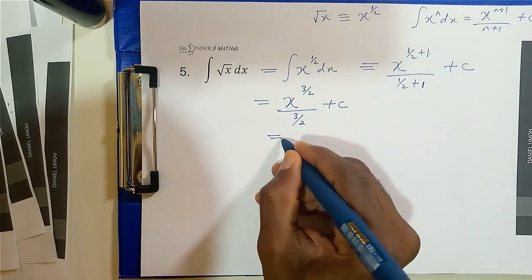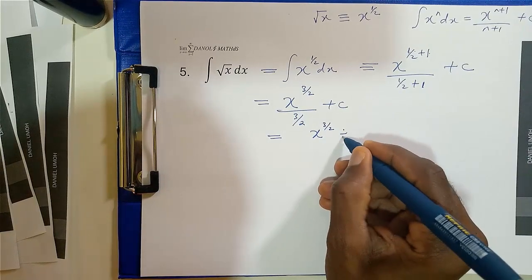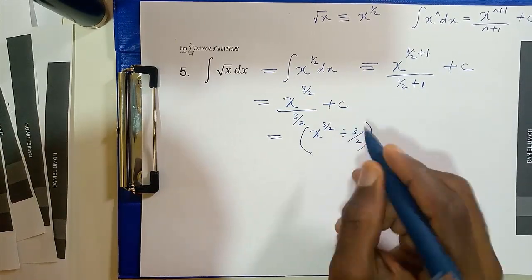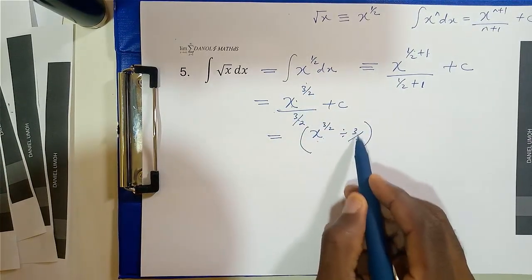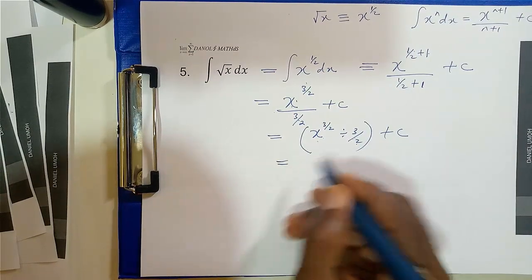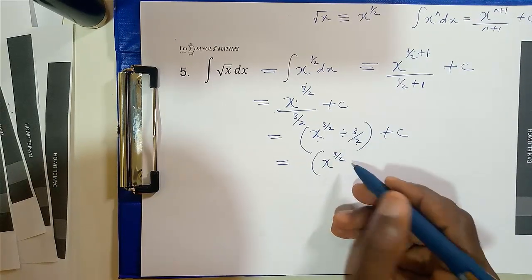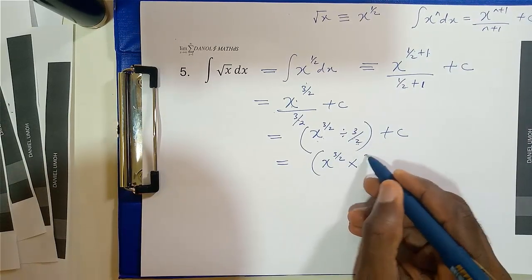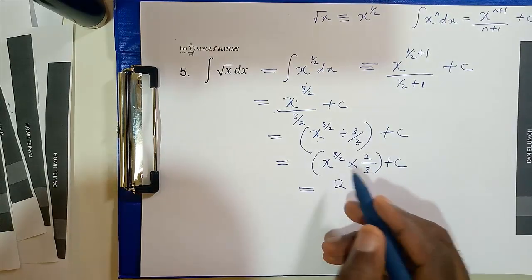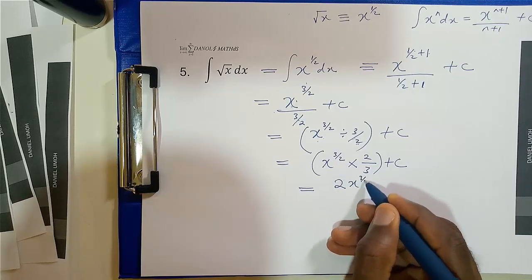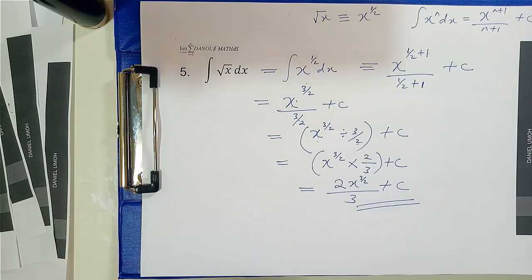Now, this will be equal to x raised to the power of 3 over 2 divided by 3 over 2. Please note this is what this means: x raised to the power of 3 over 2 divided by 3 over 2 plus c. When you simplify this, you change your division to multiplication and invert, 2 over 3 plus c, which now gives 2x^(3/2) all over 3 plus c. And that's just the answer.